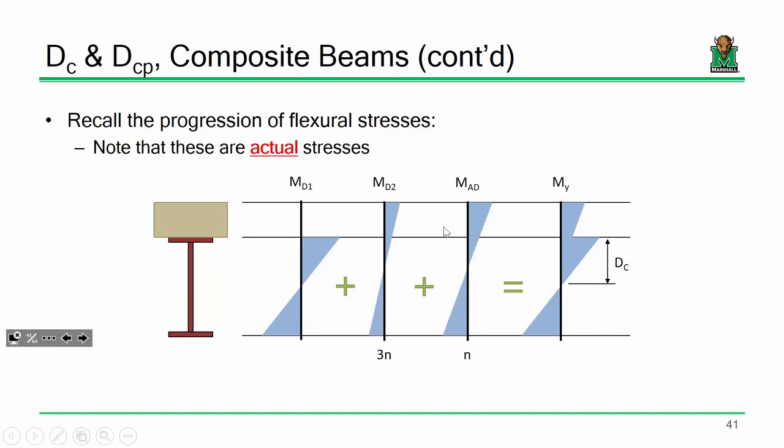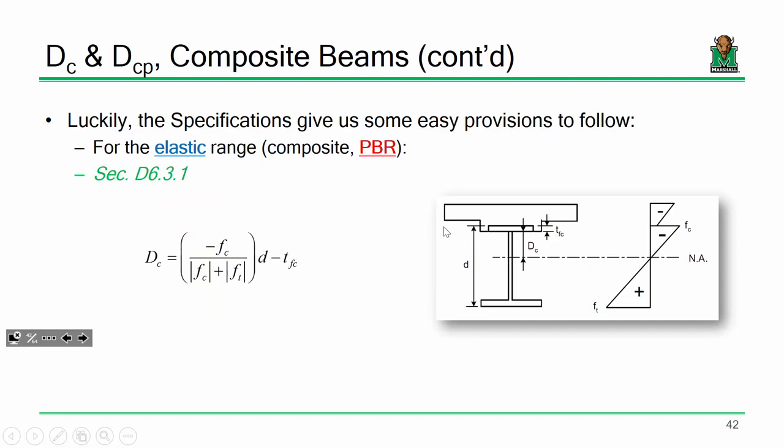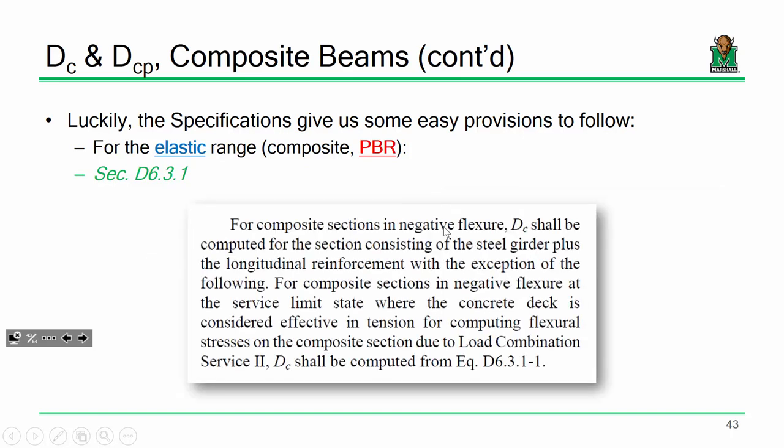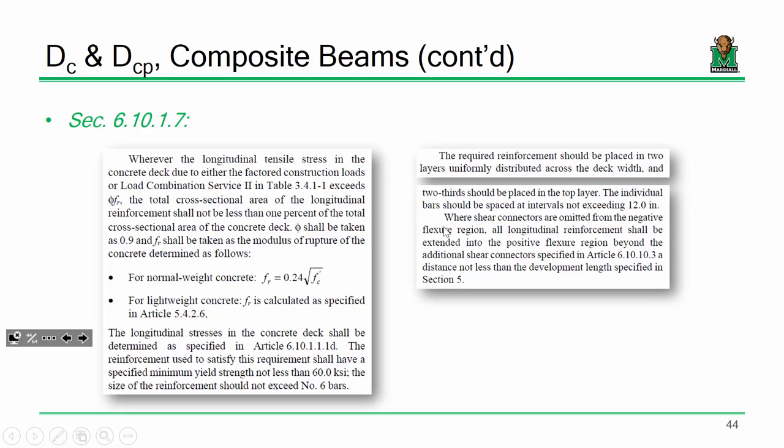And just like anything with bridge engineering, sometimes it's not quite as straightforward. If you're dealing with a non-composite shape, it's just where the centroid is. It's pretty simple. But with a composite shape undergoing staged construction, you just got to be careful with computing D sub C. Luckily, the spec helps us out pretty big. There's some nice plug-and-chug formulas that we can use if we're looking at the elastic range and positive bending. And some more, this is for the elastic range and negative bending. And then there's some more language in the spec.